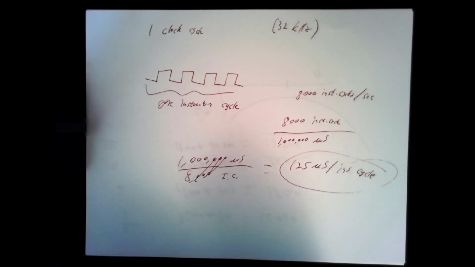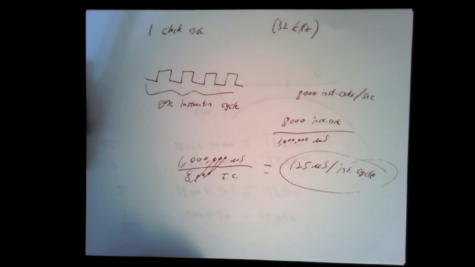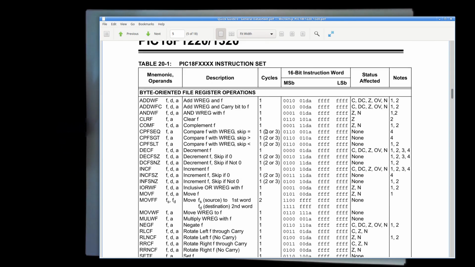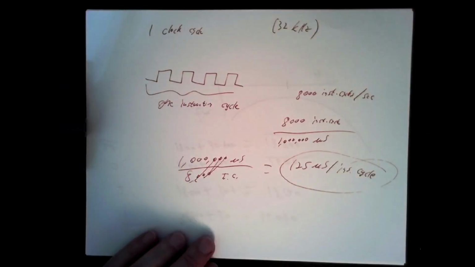And that's the basic back of the envelope number we're going to use when thinking about how fast our code's going to run. An instruction cycle, approximately 125 microseconds. And these numbers that you see in this table, these are instruction cycles. They just call them cycles. So running with our 32 kilohertz clock, an ADDWF instruction takes 125 microseconds. A MOVF takes 125 microseconds. A MOVFF takes 2 cycles, that's 250 microseconds, or a quarter of a millisecond. So that's our basic calculation.